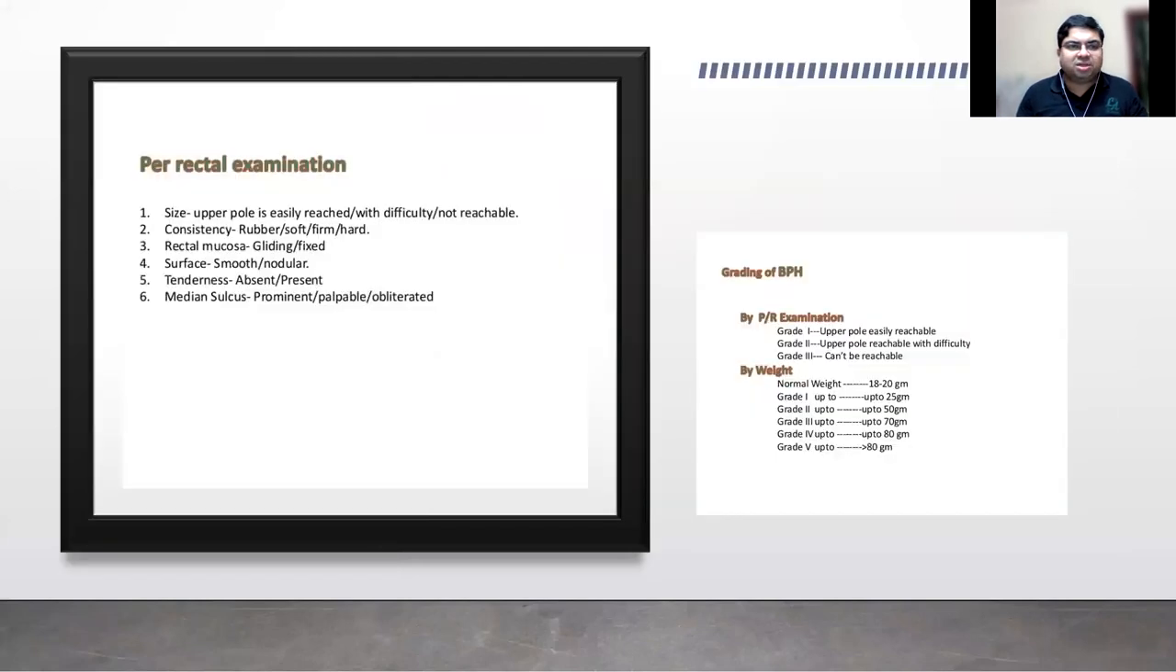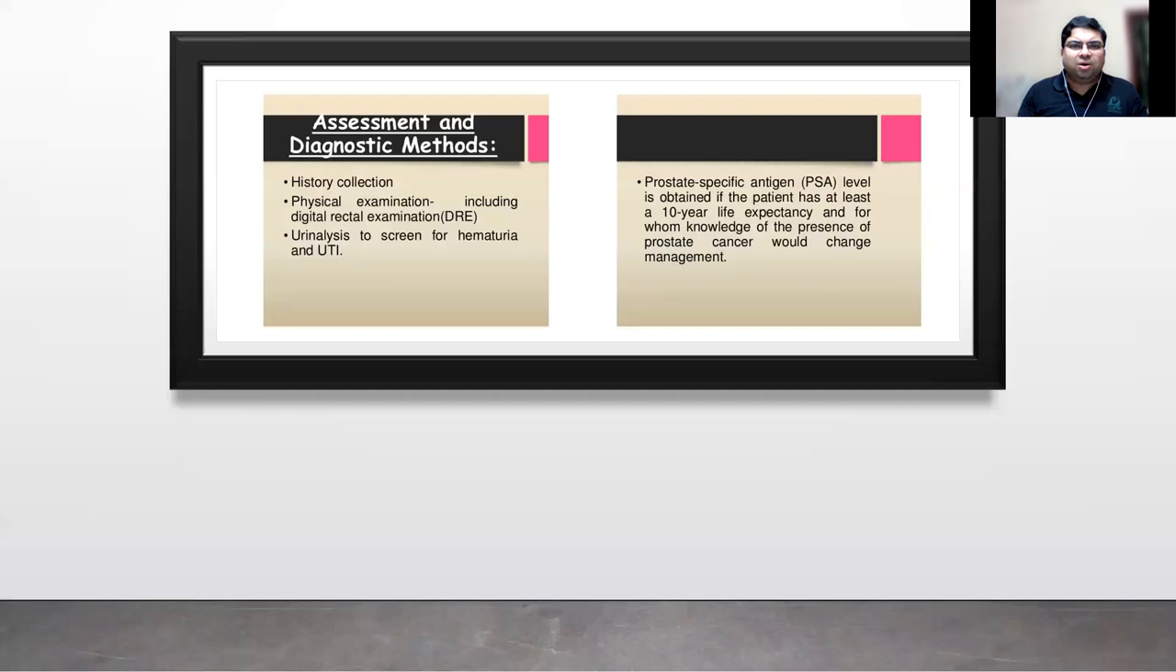Now, then there is tenderness and the median sulcus. See the finger stall. See the anal tone also, and see the sacral sensation or the perianal sensation also for dual TRA. Okay. Now, then you do the urinalysis to see whether you have hematuria, whether you have infection.